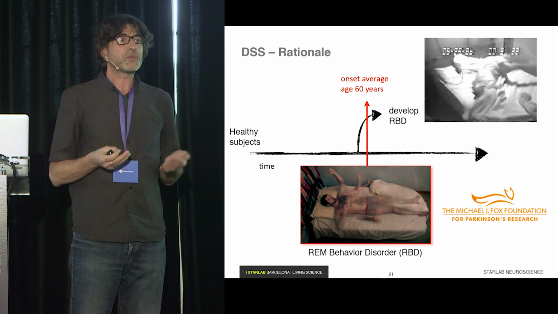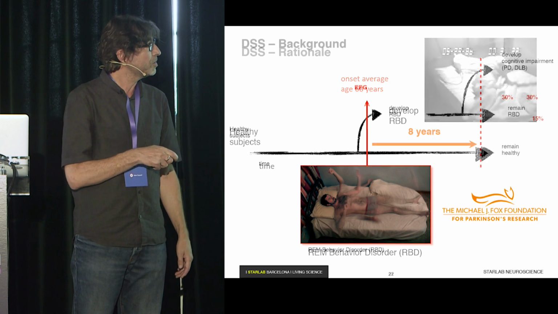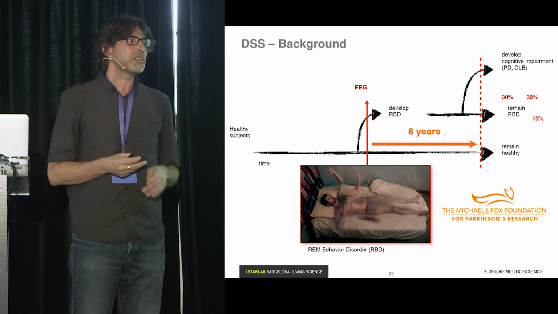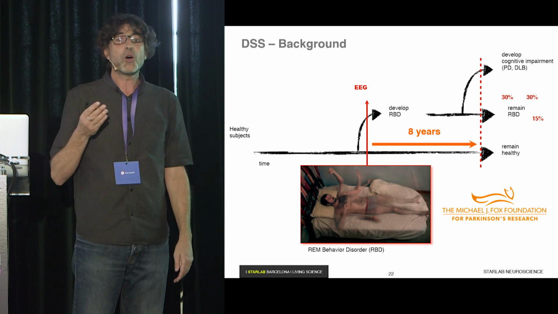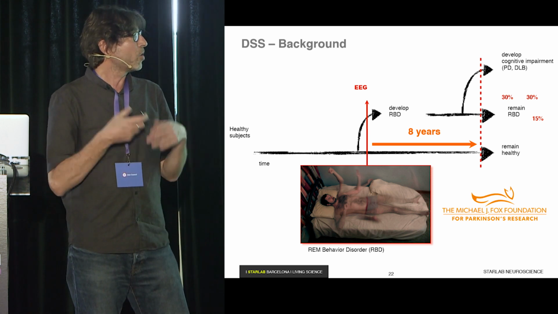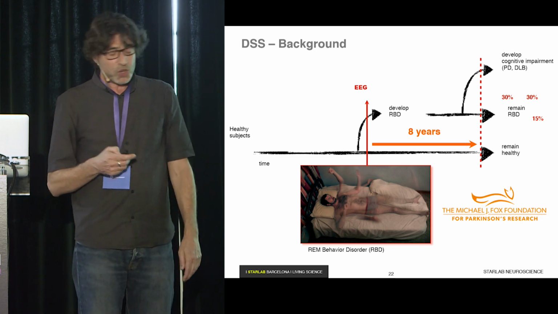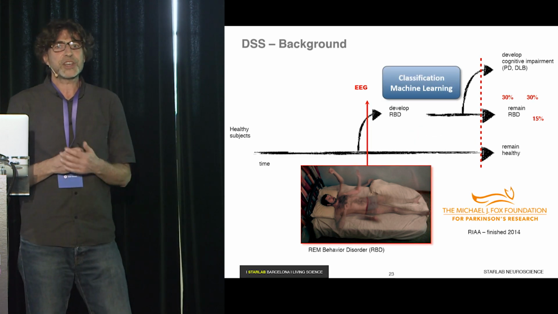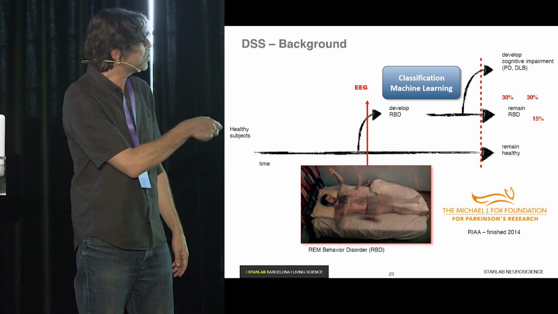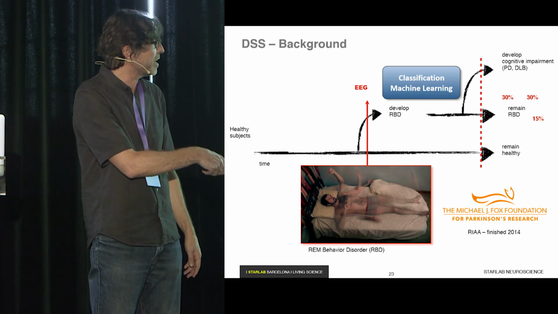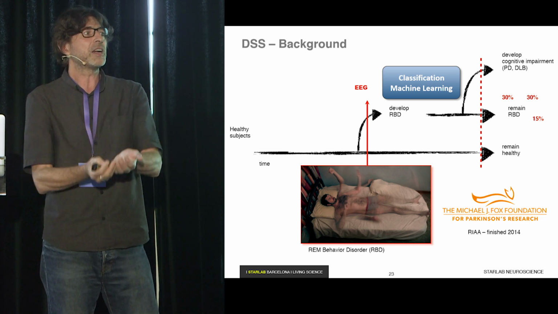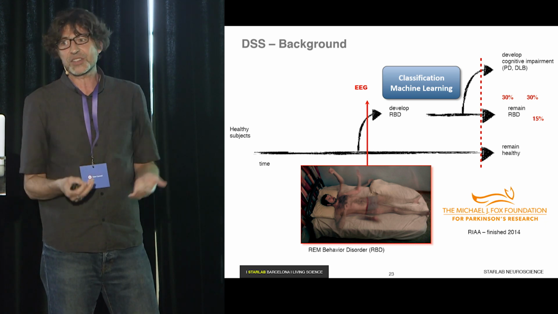And the patients of this disease later on, on average 8 years later, develop either Parkinson's disease in 30% of the cases, or dementia with Lewy bodies, which is a particular type of dementia, or remain RBD. So the idea of applying machine learning here is: are we able to predict, by having EEG data, brain activity data of the people being diagnosed as RBD, their neurodegenerative disease 8 years later?